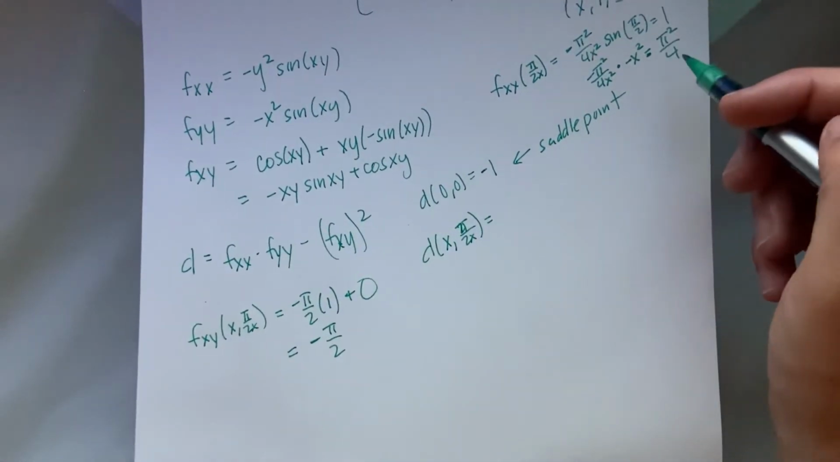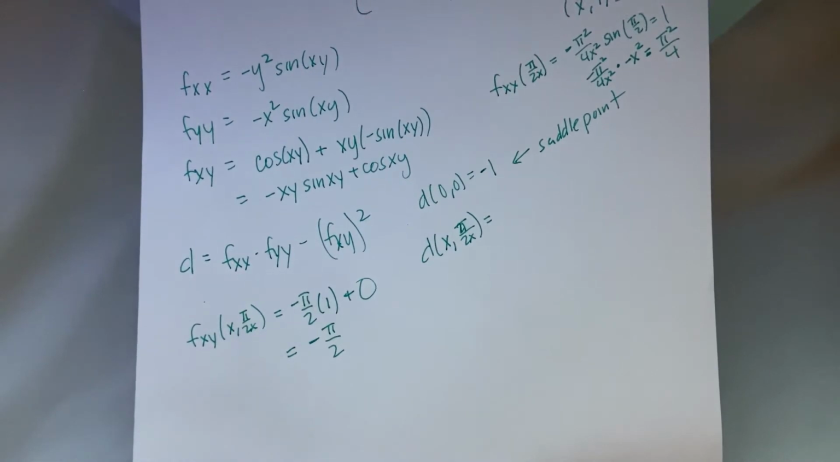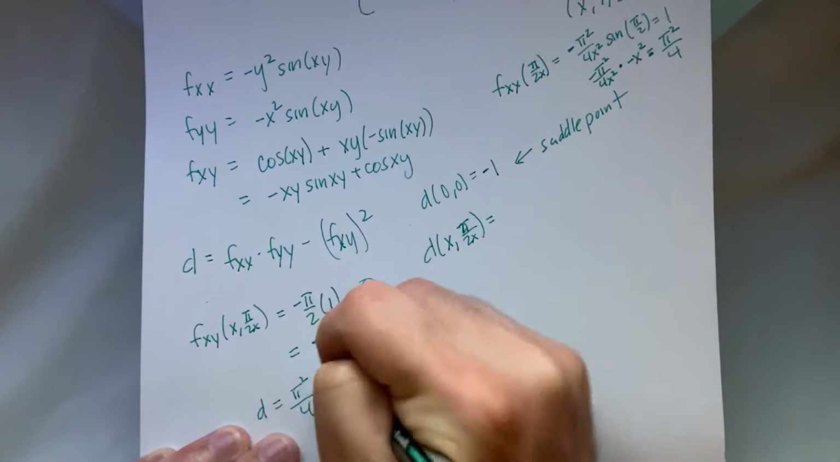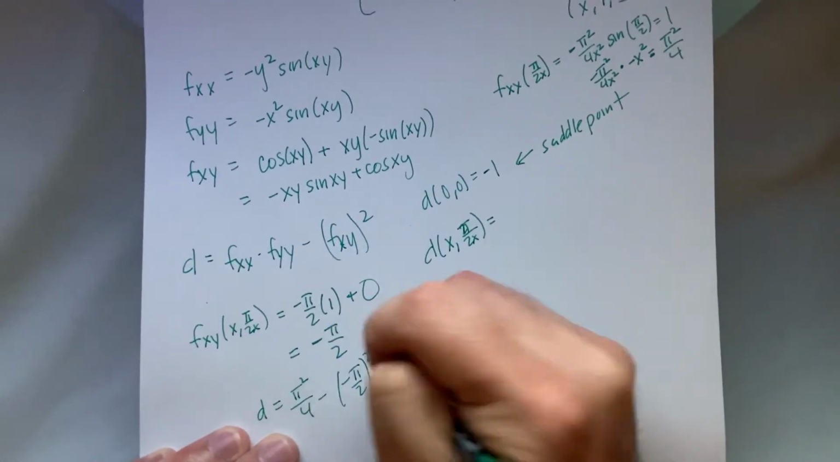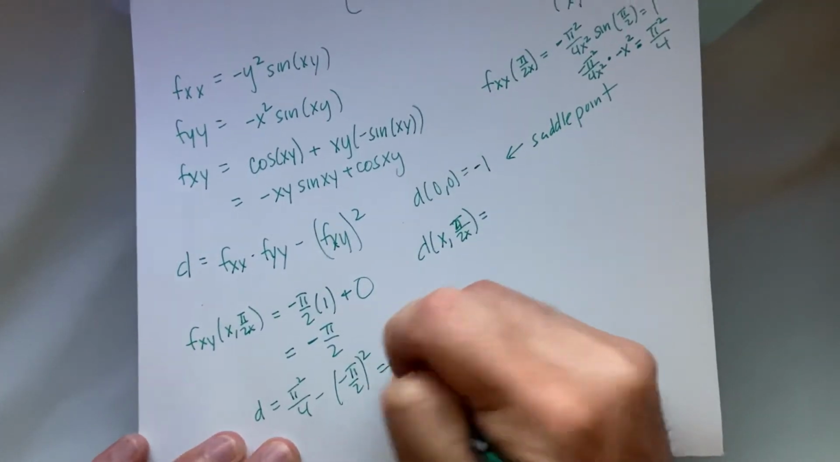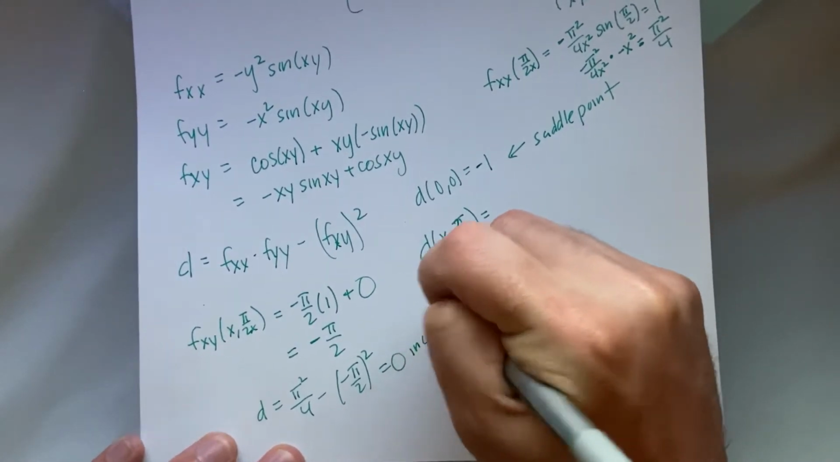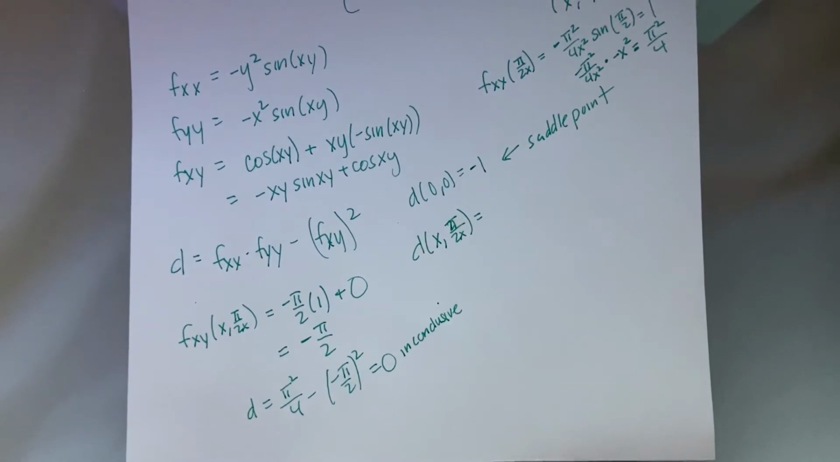So I need to take those two things. We have pi squared over 4 minus this negative pi over 2 squared. That was just pi squared over 4, so this whole thing is 0, which we say is inconclusive. Now, are there alternate methods for us for figuring out what we can do?